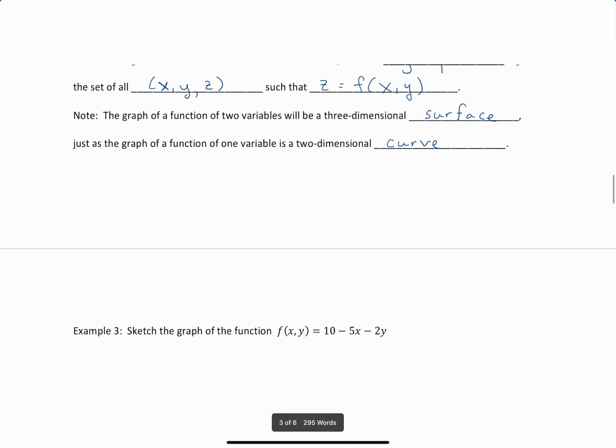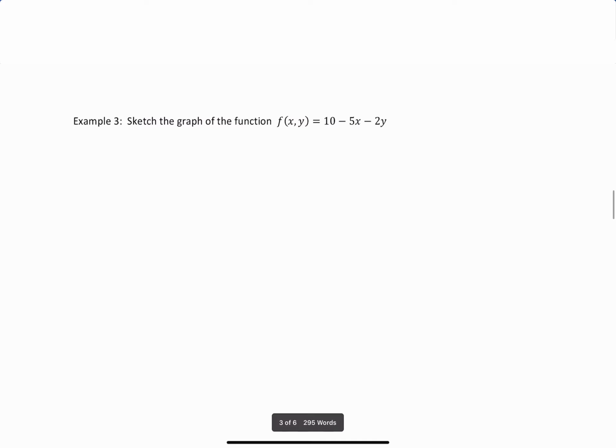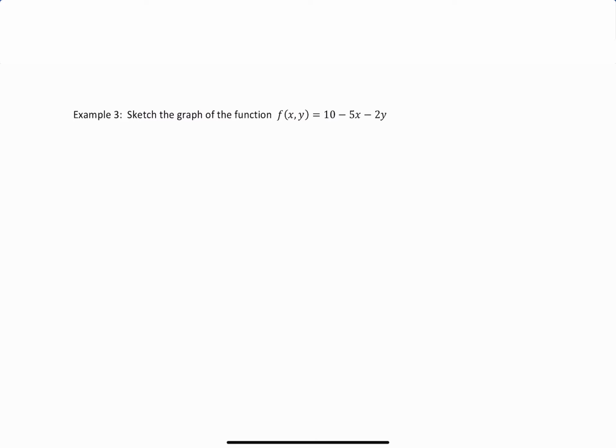So let's see an example. Let's sketch the graph of the function f of xy equals 10 minus 5x minus 2y. In other words, we're graphing xyz points where the z is computed by going 10 minus 5x minus 2y.